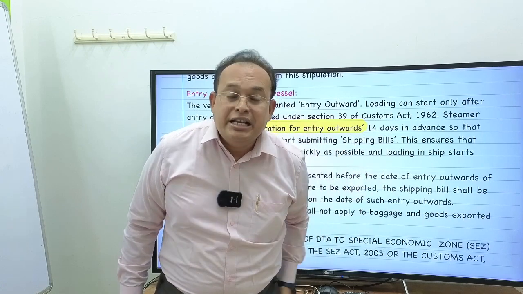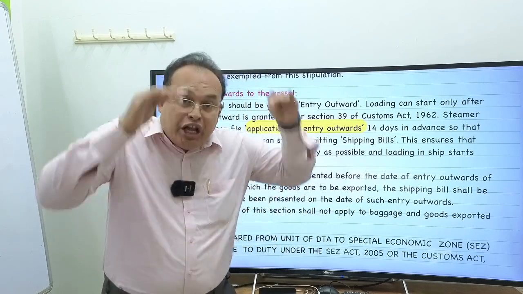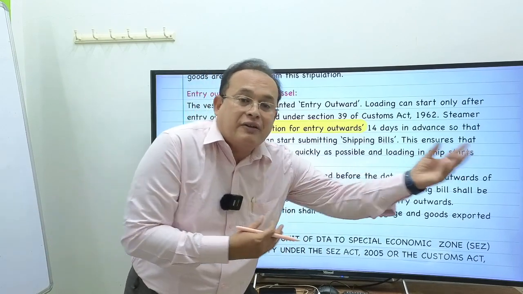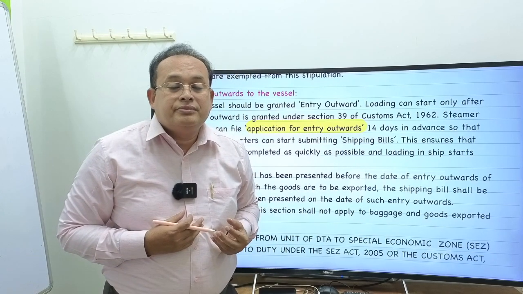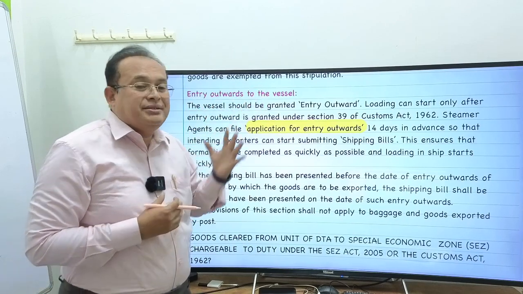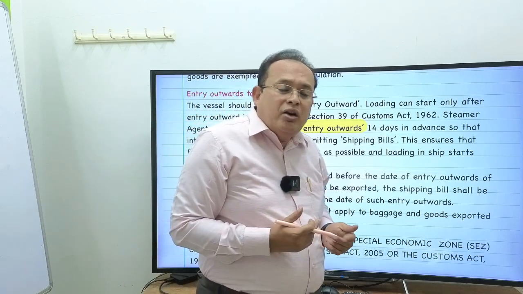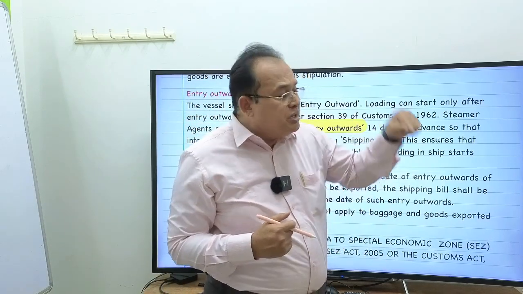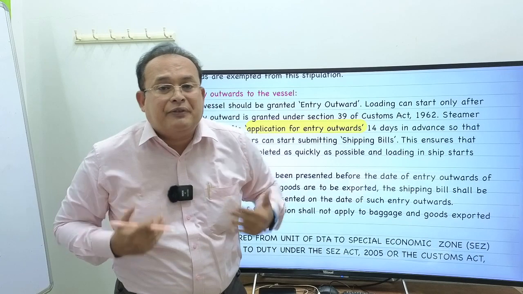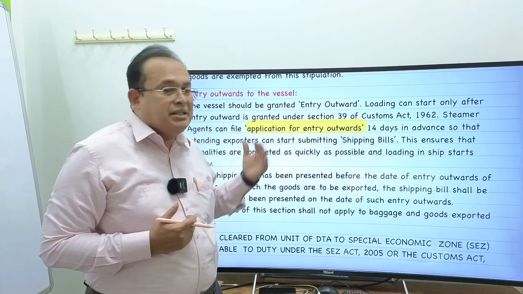Entry outward granted. Granted to whom? To the vessel, or if so, to the aircraft. Then only can the exporters be permitted to load the goods into the vessel or aircraft. That is called entry outward to the vessel. Suppose I submitted the shipping bill well before permission was granted to the vessel, my shipping bill submitted in the Department of Customs will be deemed to be submitted only after the entry outward is granted to the vessel.